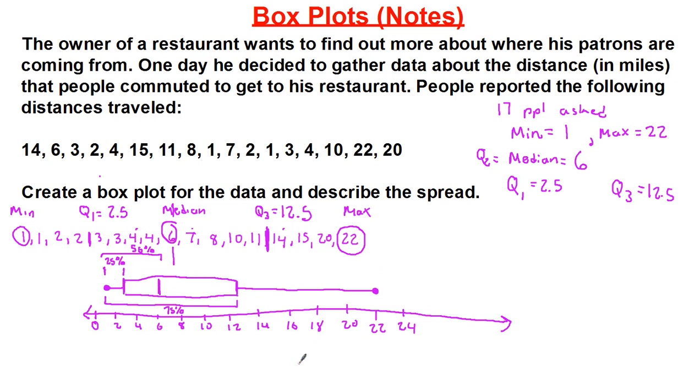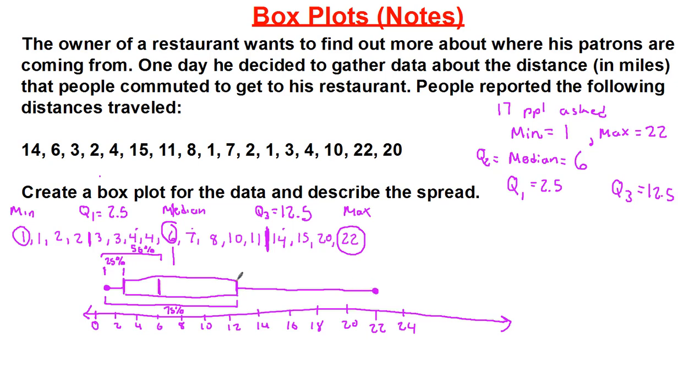Okay, so how could I describe the spread of this data? Clearly, we can see there's a number that's way far out than anything else. This is going to be your outlier. Okay, a number that is really, really far away from the set of data.